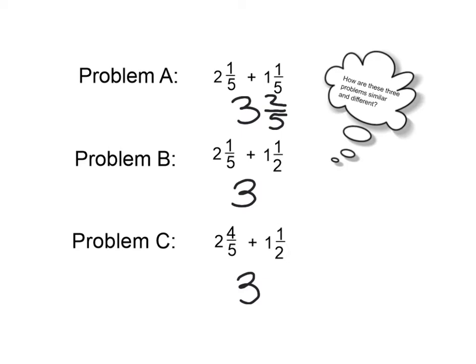So when looking at the similarities and differences between these problems, although it didn't ask me to completely solve, we can note that each of them is 2 plus 1. The differences are this is going to be less than 1/2. These two are going to be greater than 1/2. And these two, 4/5 and 1/2, are going to be greater than 1 whole. So those are some similarities and differences between these three problems.